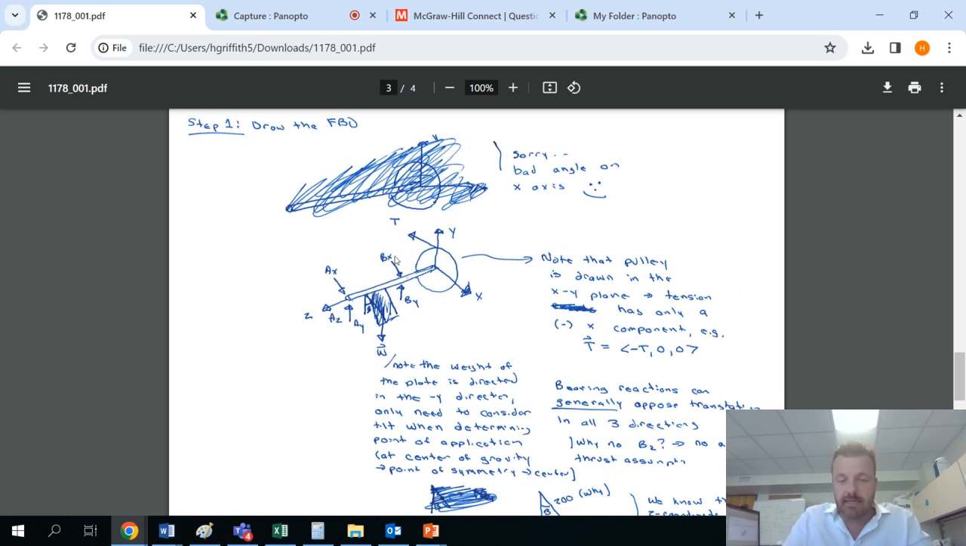So note that at B, we've only drawn reactions in the x and the y direction because we were told to assume that it couldn't exert any axial thrust. Now, it's hard to see, but we've set up our geometry such that the face of the pulley is in the xy plane.